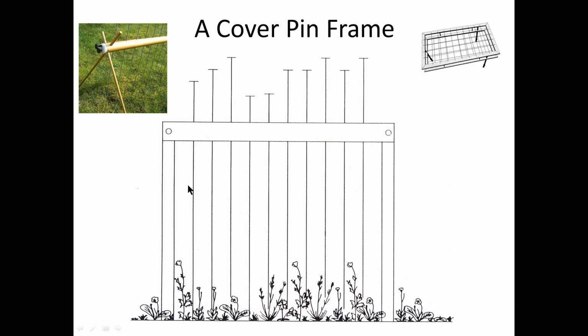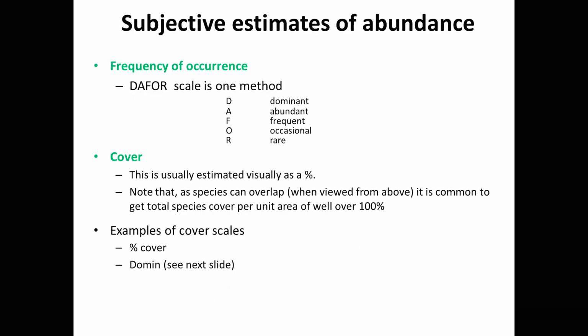It's one of the reasons I don't work with them, because you end up needing enormous amounts of time, which means you can't do very many quadrats. And many times, as an ecologist, what we need to do is to sample a large number of quadrats to see an overall pattern. So we usually use subjective measures.